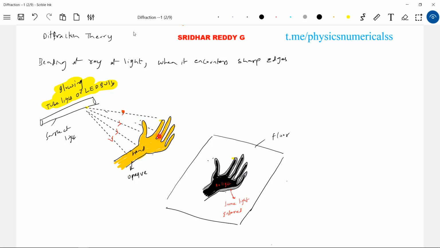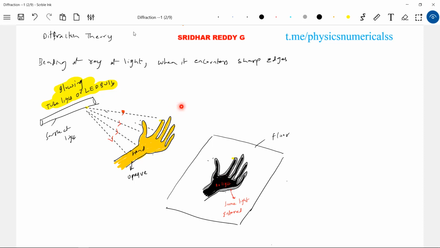Due to that bend, some light will enter into this region. Actually, it should be completely dark if there were no bending of the ray of light. Because of the bending, some light enters this outer region, so it is not completely dark, you can call it semi-dark. There will be some intensity of light, while here the intensity of light will be zero. This phenomenon is called diffraction.